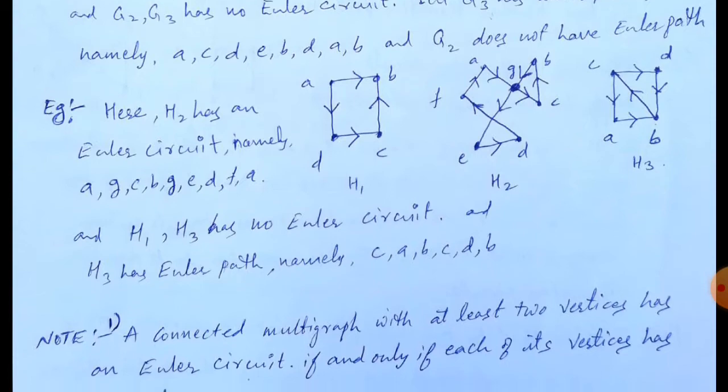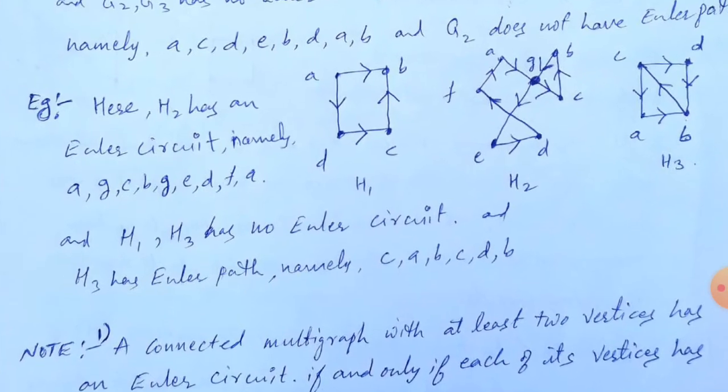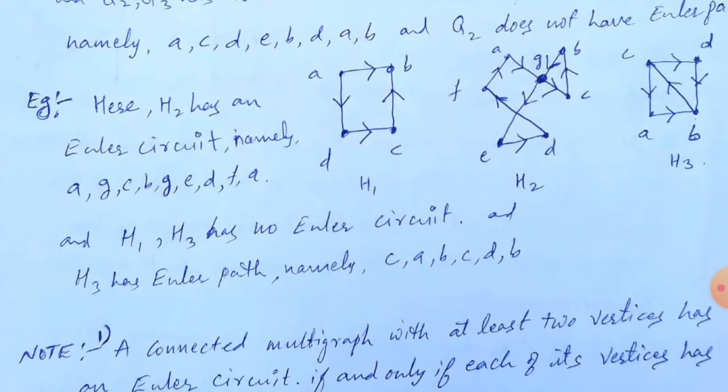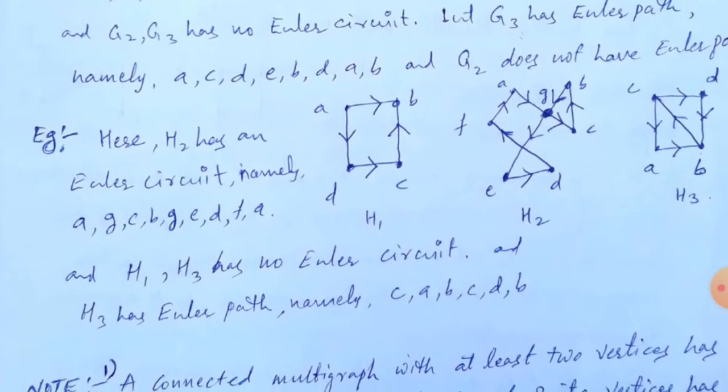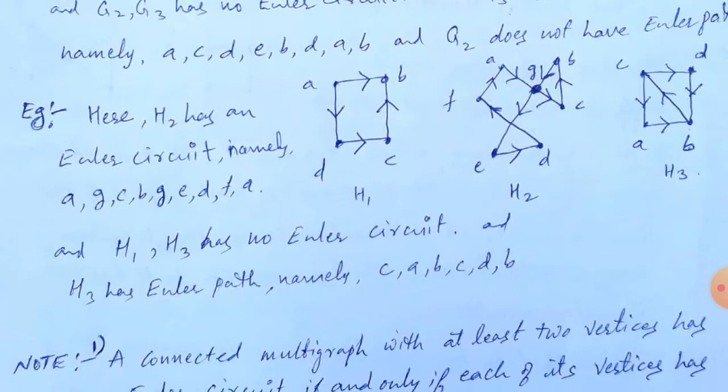Now another example, H1, H2, H3 given. This is a directed graph. Now observe Euler circuits, namely in H1 and H3: A, G, C, B, G, E, D, F, A. Okay. For example, you can take in H2, for example, has no Euler circuit. Okay, and H3 has Euler path, namely CAB, CDB.